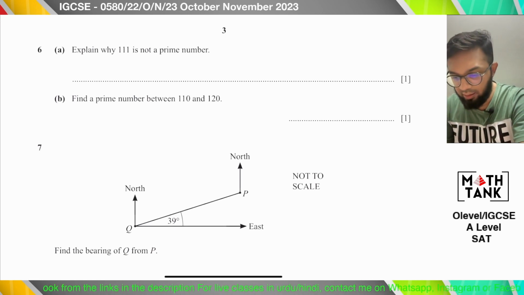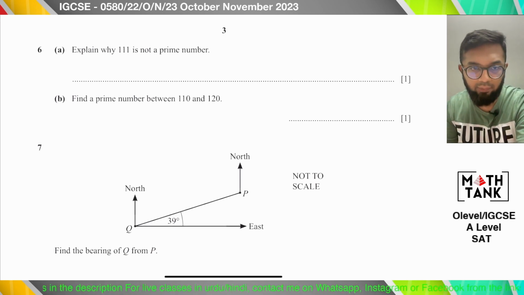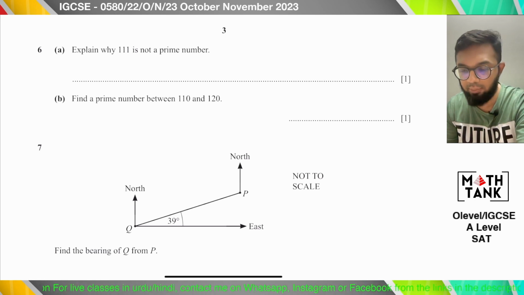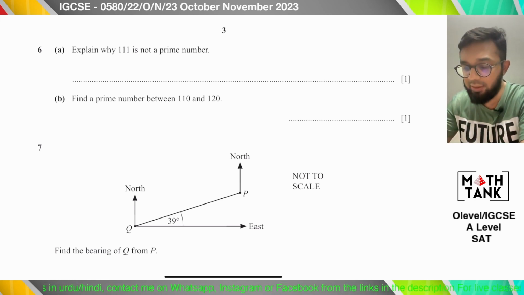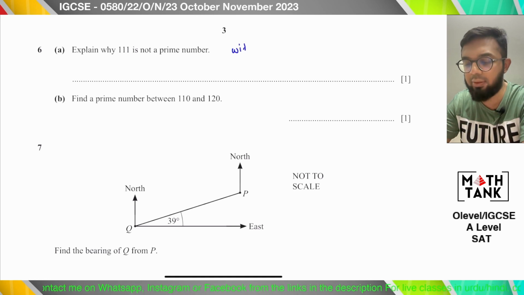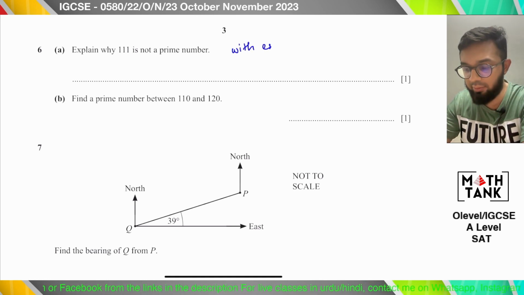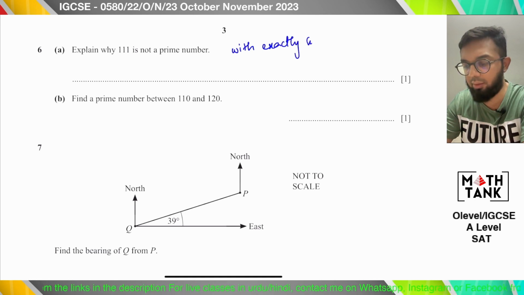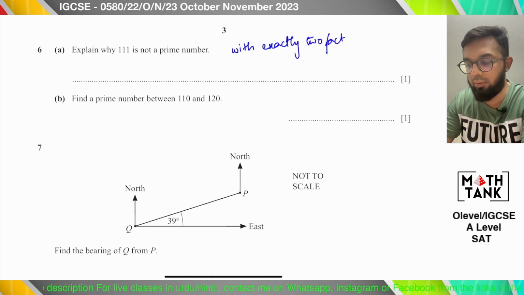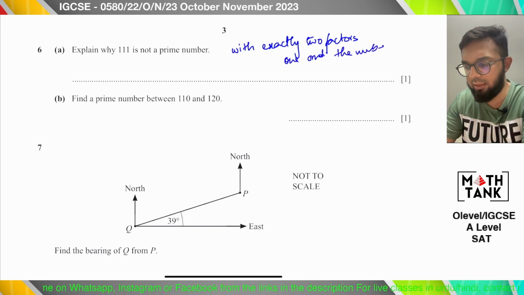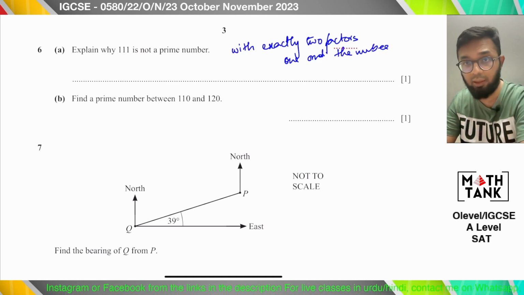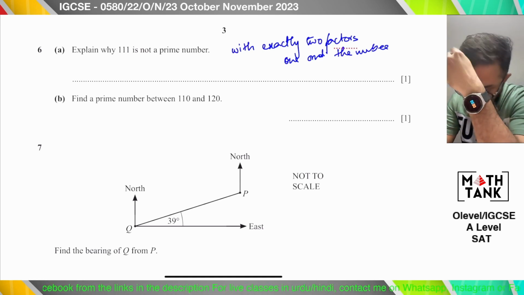Explain why 111 is not a prime number. A prime number is a number with exactly two factors, one and the number itself. The first thing that I see is that this is an odd number, which points to me that it might be a prime number.